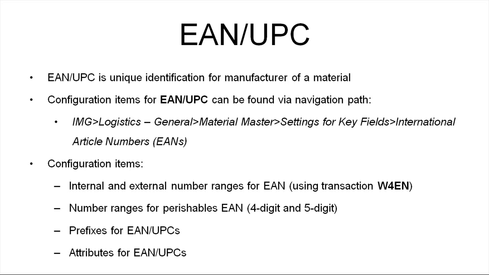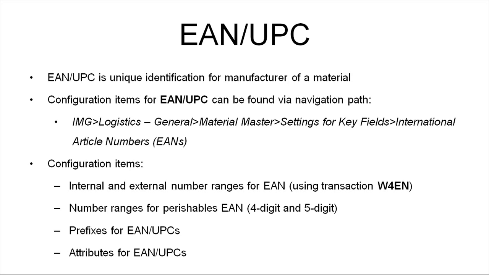European Article Number, or EAN, is a unique identification for the manufacturer of a material. The United States of America has an equivalent identification known as Universal Product Code, or UPC. A SAP customer can configure EANs internally.